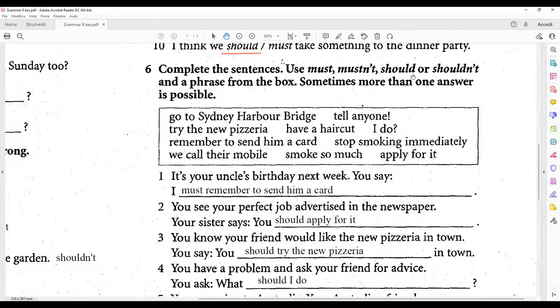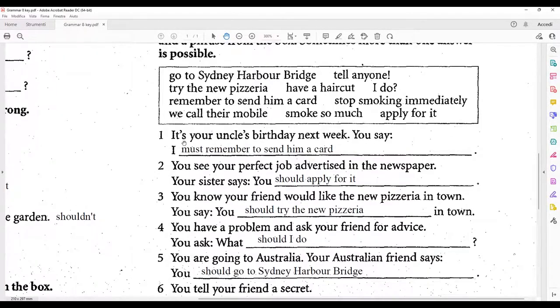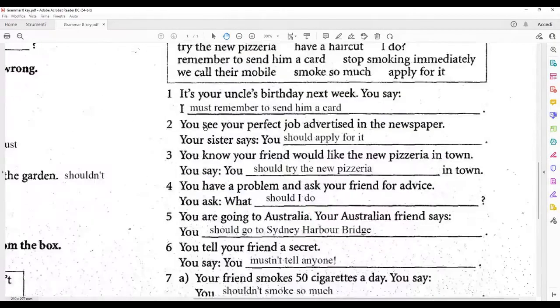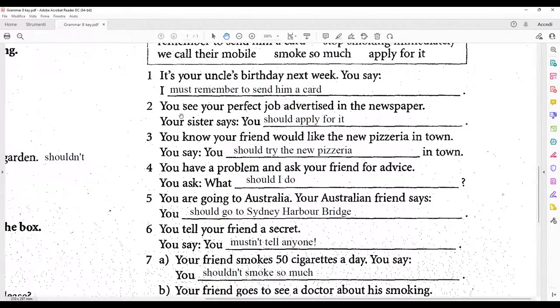So you use must, mustn't, should. Okay. So it's your uncle's birthday next week. You say, I must remember to send him a card, right? I must remember to send him a card.